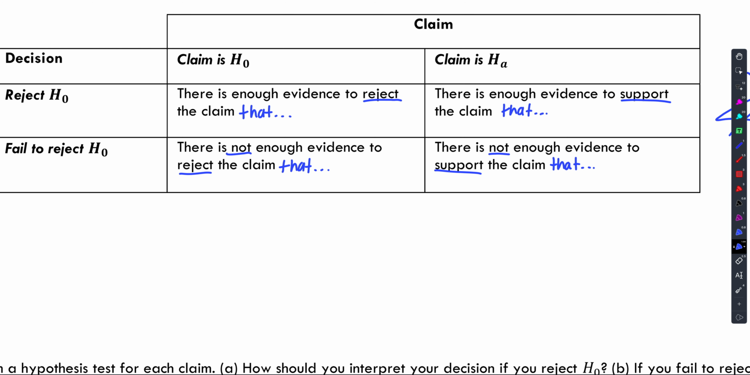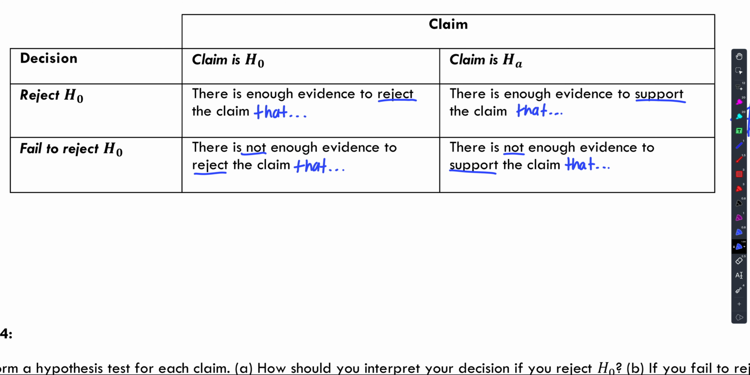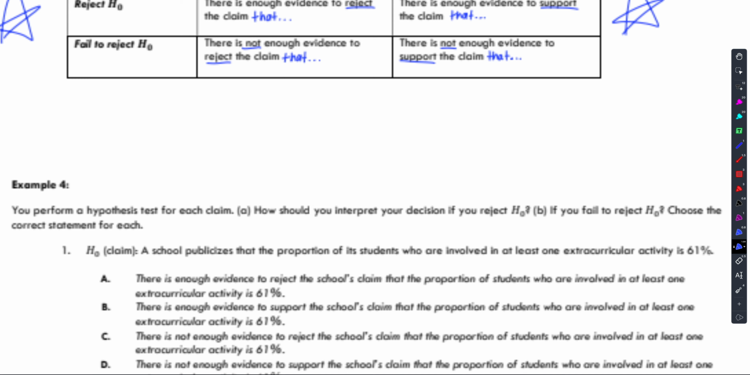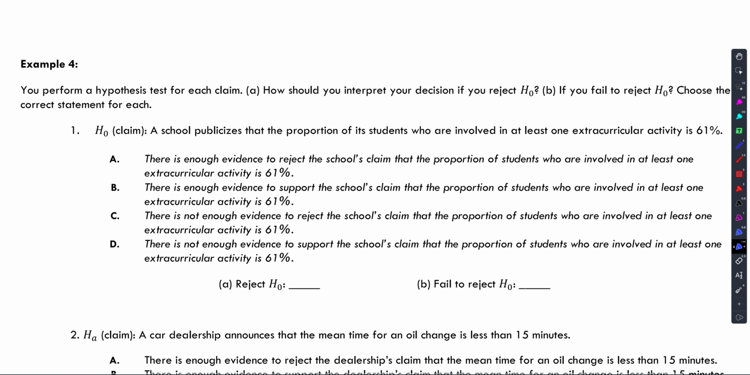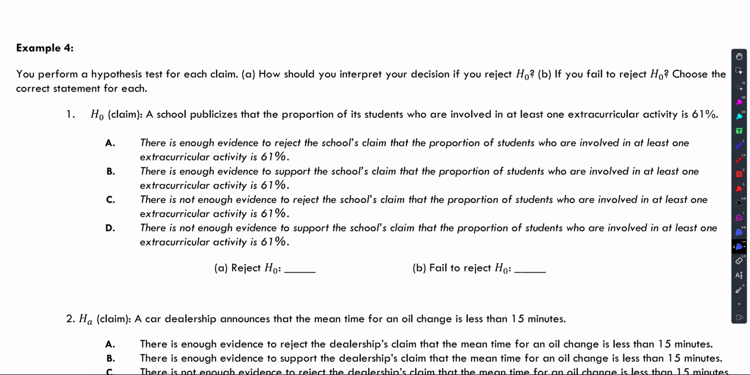On the test, I do not want you to just stop right here. You're going to have to finish this sentence for me too and restate what your claim is. So let's look at an example. You perform a hypothesis test for each claim. So you can look at number 1 and number 2 here. We're both given claims.